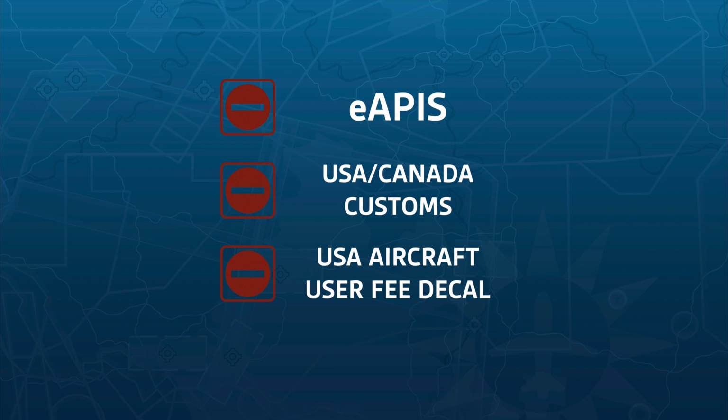What ForeFlight also doesn't do is take care of eAPIS, any customs, on either side of the US or Canada, or any of the additional requirements like the aircraft user decals, or basically anything you have to do on top of actually filing a flight plan. You'll have to do that outside ForeFlight at this time.